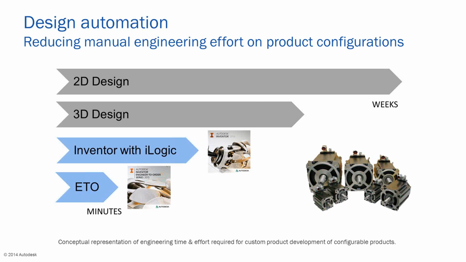But regardless of the technology and the processes, design automation is all about streamlining and improving the engineering process for configured products. That means the manual effort is reduced, tedious tasks are taken out of the process, and also accuracy is improved because all the design is based on design rules.